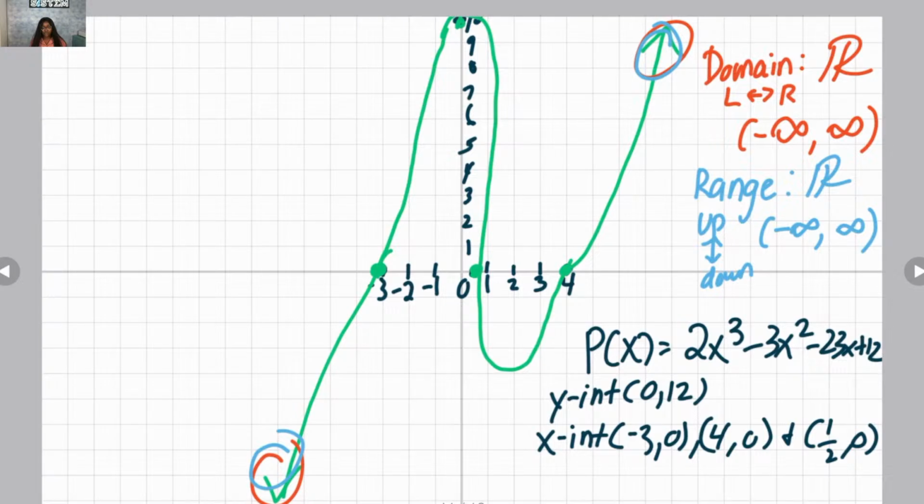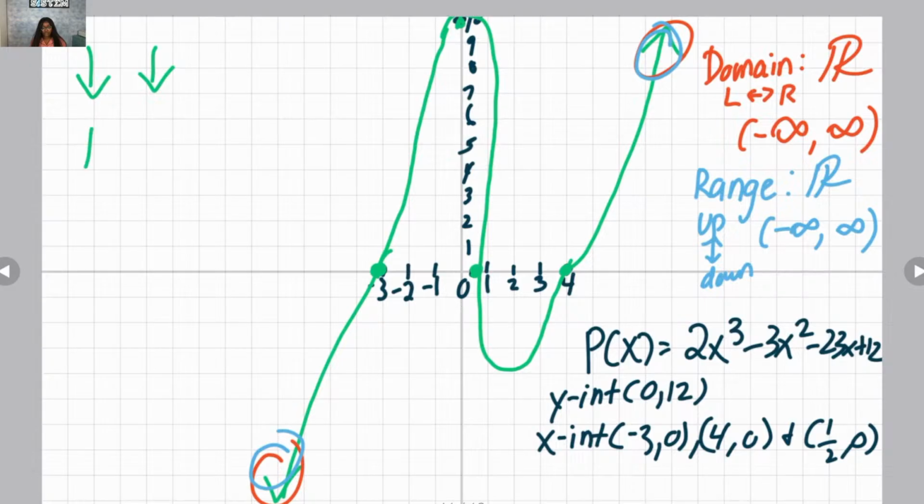So that means that if I had an even number and my coefficient was negative, my end behavior means both sides of the graph will be down, down. But because one of them was odd and one of them was positive, we had down, up.